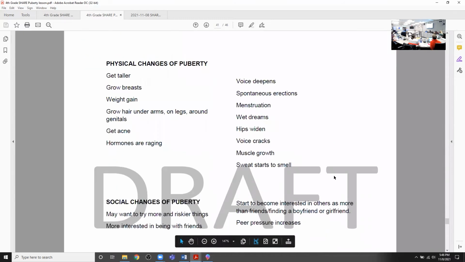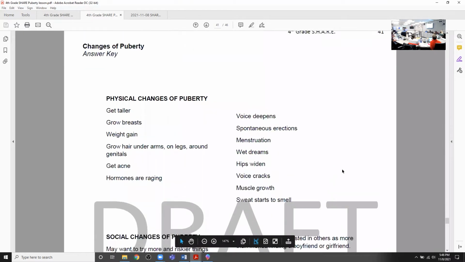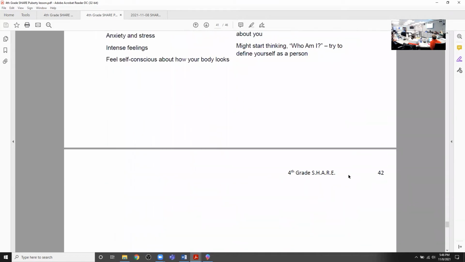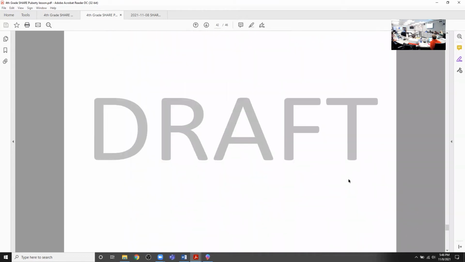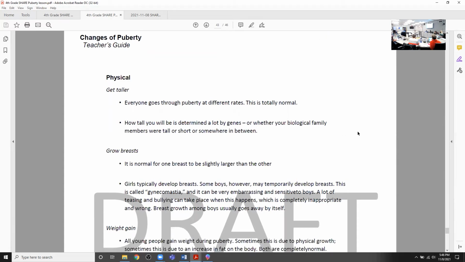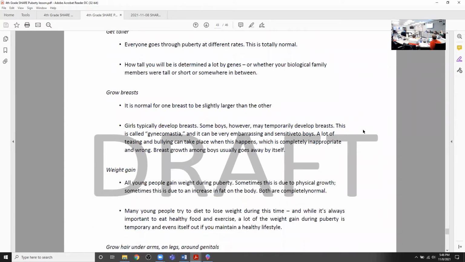Okay, here we go. This is the answer key, also a teacher's cheat sheet to make sure that they understand where the different changes are going. And a teacher's guide, to have some more talking points. Getting taller: everyone goes through puberty at different rates, which is totally normal. How tall you'll be is determined a lot by your genes, or whether your biological family members were tall or short or somewhere in between.